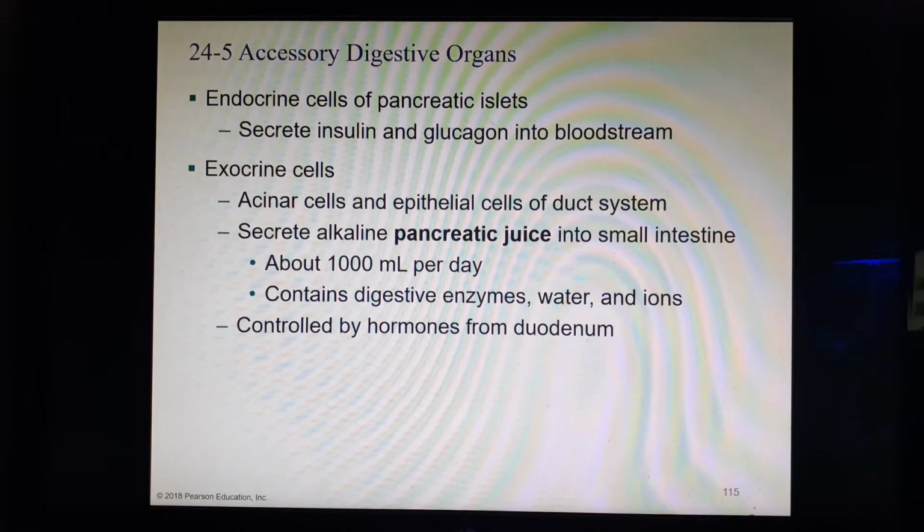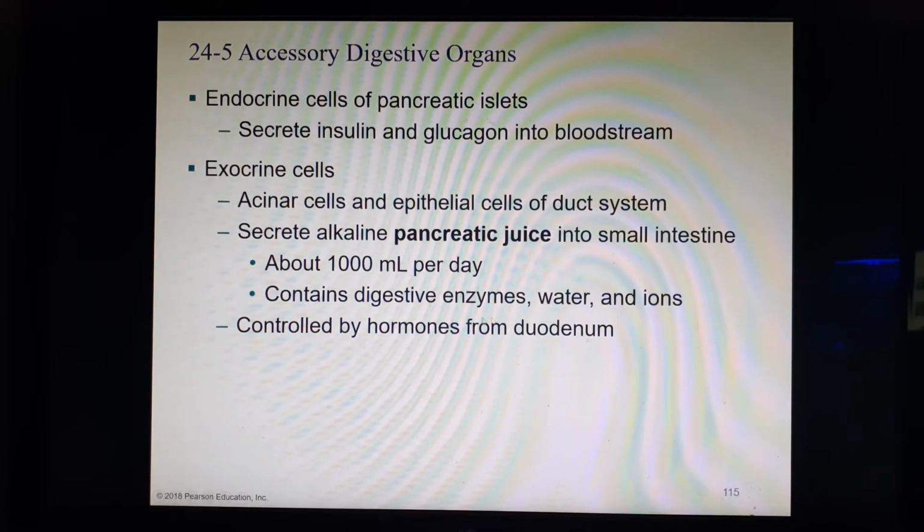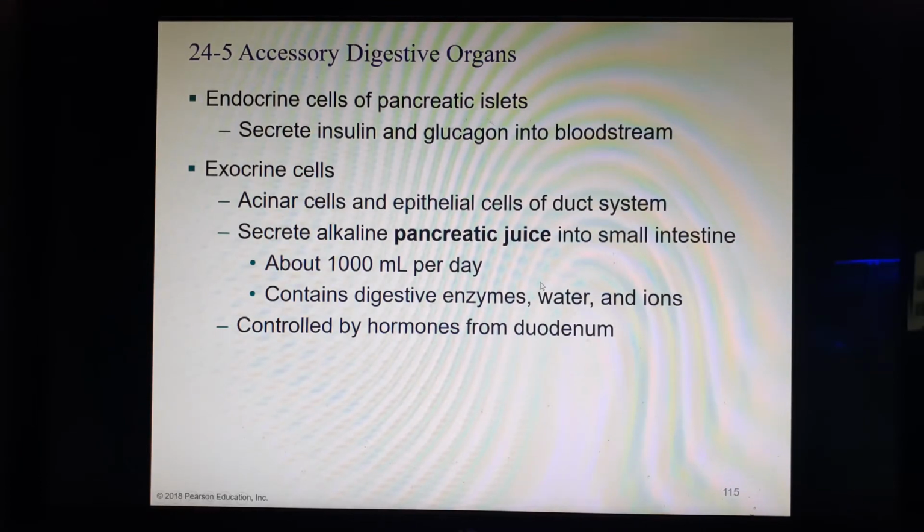Now, why does it need to be alkaline? So it can counter the acidic secretions as the chyme leaves the stomach, okay? So about a liter a day is secreted by the pancreas, and it has digestive enzymes, water, and ions, and it's controlled by hormones that are coming from the intestine, the first section, the duodenum.